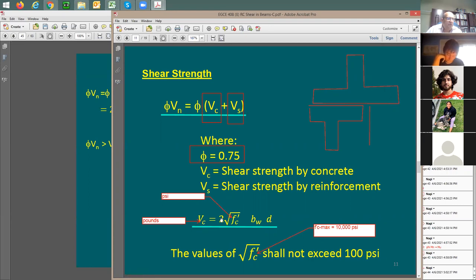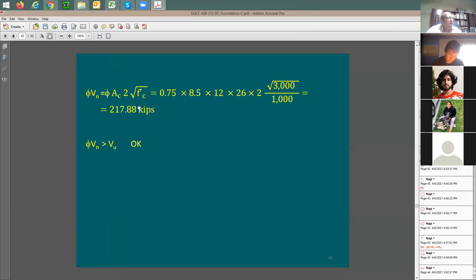Here is Vc, 2√f'c times the width times the depth. So 2√f'c times the area of the concrete, width times depth. Where's the width of the concrete? Width is going to be 8.5 times 12, because you need to have it in inches. Depth of the concrete is going to be 26 inches. Both of these items give the area of the concrete. The phi factor is 0.75, same for all shear design.